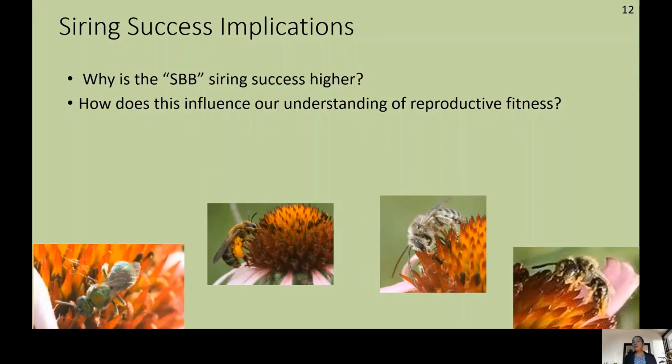The results of this study are interesting in terms of what they mean for our understanding of reproductive fitness of Echinacea. So the Page et al. study shows us that Andrena helianthiformis has the greatest impact on female fitness, whereas the results here show us that the SBBs have the greatest impact on male fitness. And so as we know, reproductive fitness is a combination of female fitness and male fitness, so we need to take both of those findings together to understand reproductive fitness as a whole.